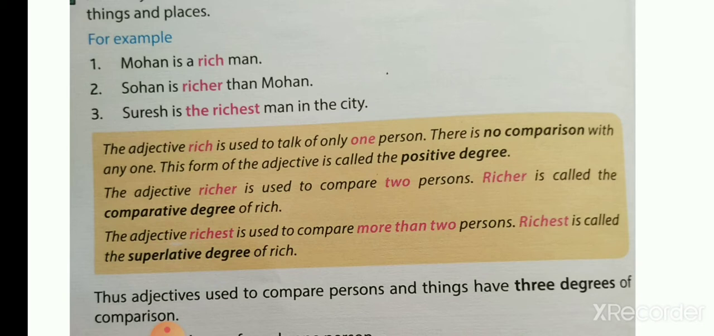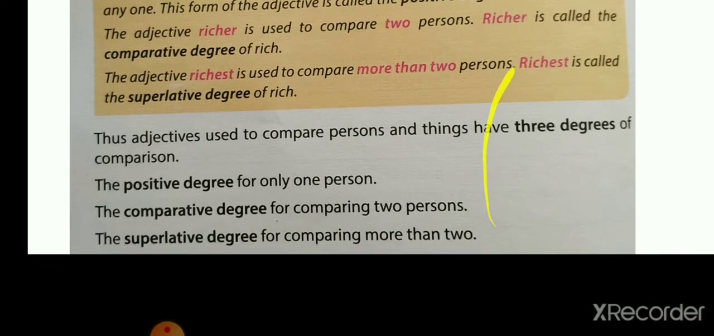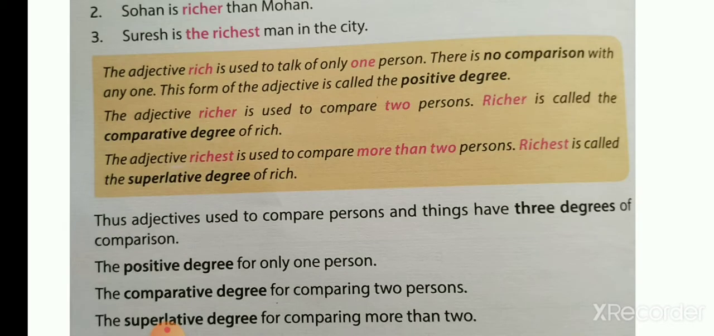So thus adjectives used to compare persons and things have three degrees of comparison. The positive degree for only one person, the comparative degree for comparing two persons, and the superlative degree for comparing more than two persons. You understood, children? Now we will go with some more detail.